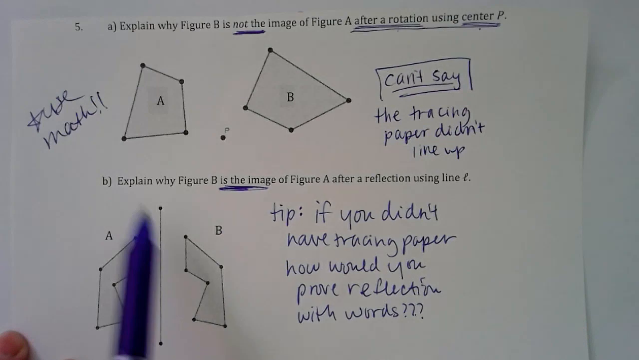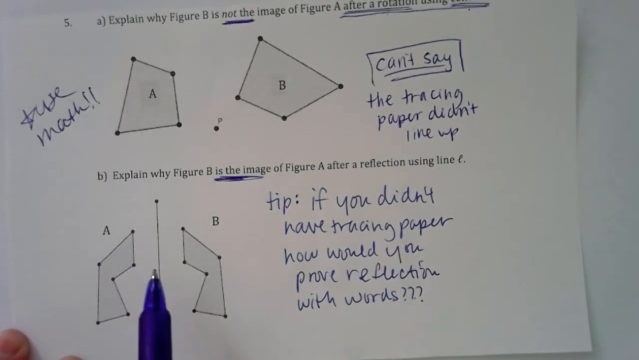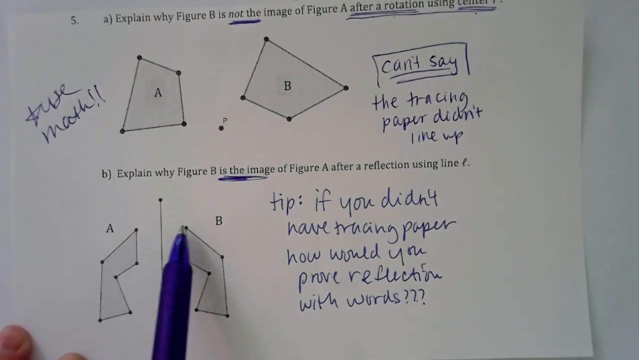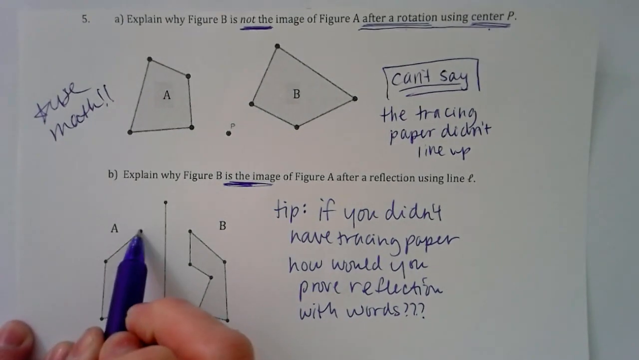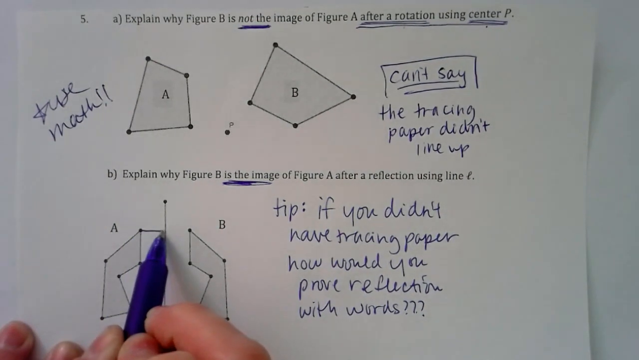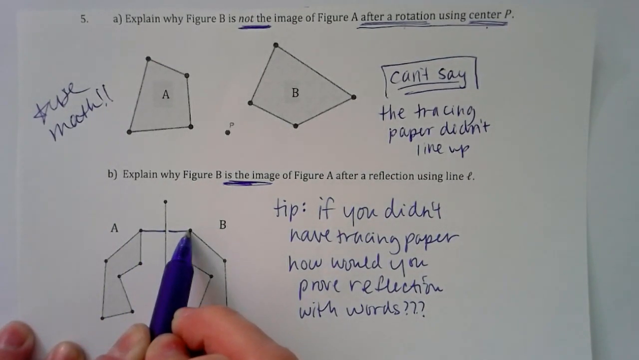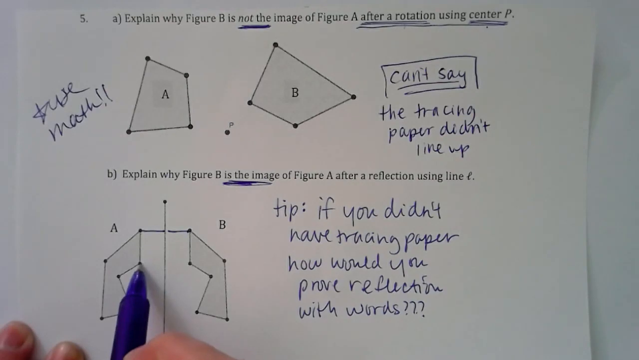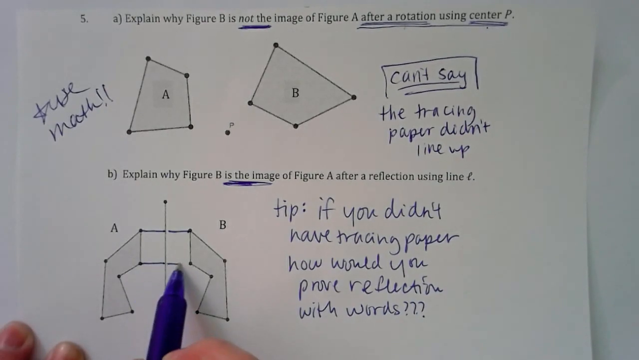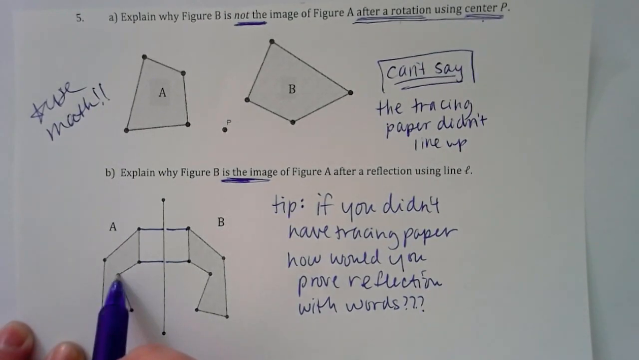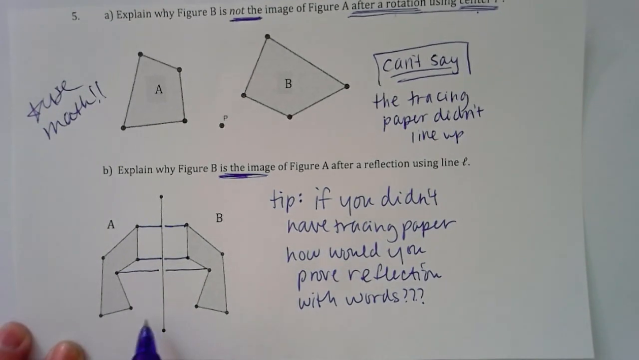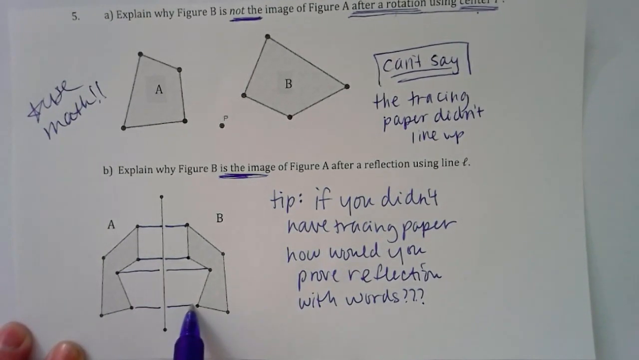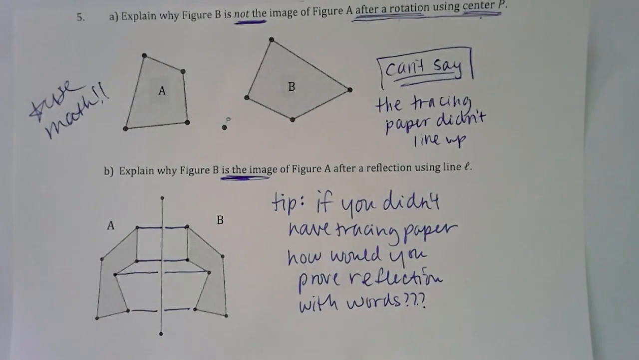Okay. With the reflection, you can talk about things like each vertices equal distances from the reflecting line. Okay, so however many units I have here, it's the same amount of units across. However many units are here, same amount of units there. Same thing here. Okay? It's a mirror image. You could explain using that vocabulary.